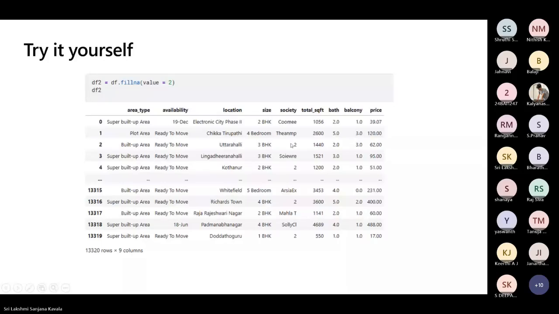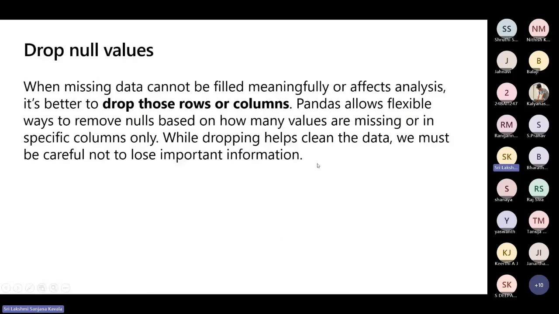The third thing is dropping null values. Sometimes it's very difficult to fill the null values or to identify them. That's when we have the third option, called dropping null values. When missing data cannot be filled meaningfully or it affects the analysis, even after filling, the data set may not work properly. That's when we can just drop these rows or columns.